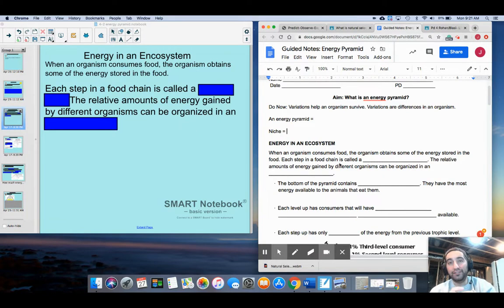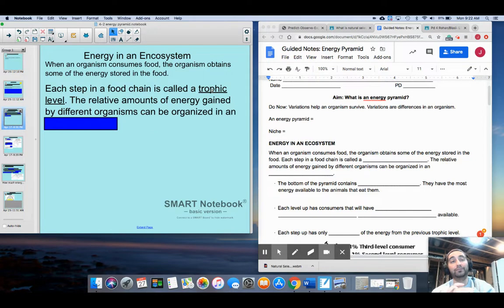Finally, let's take a look at how energy in an ecosystem works. When an organism consumes food, the organism obtains some of the energy stored in the food. In term one, we spoke about digestion. We spoke about when food is broken down, chemical bonds are broken down, and when you break a chemical bond, you are releasing energy, and that's where animals or consumers get their energy. Each step in a food chain is called a trophic level. So you're going to copy that down.